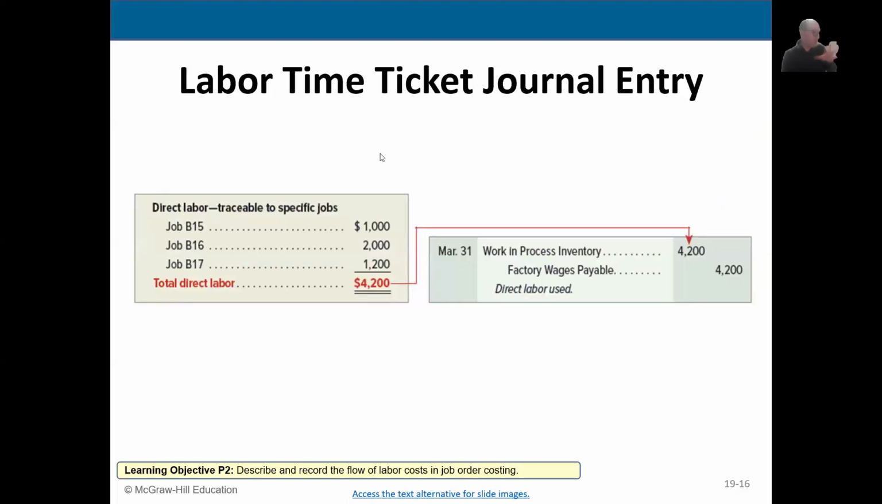In order to add the cost of direct labor to work in process, we debit work in process inventory, and we credit factory wages payable. We have to pay our employees eventually. But what this does is it adds the total cost of that direct labor to work in process inventory.